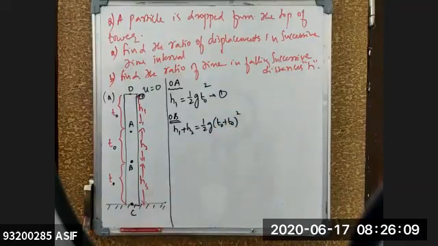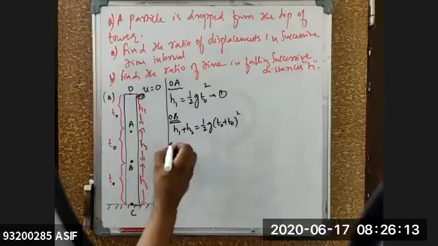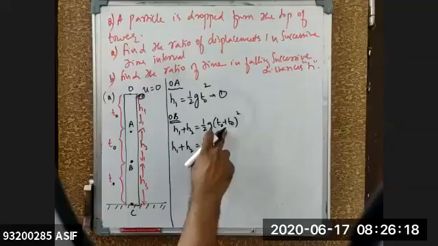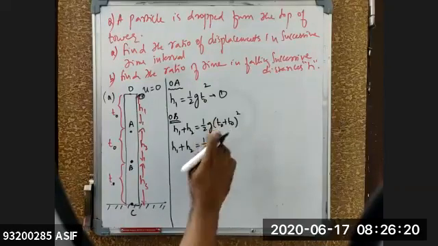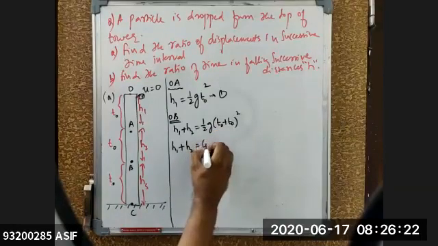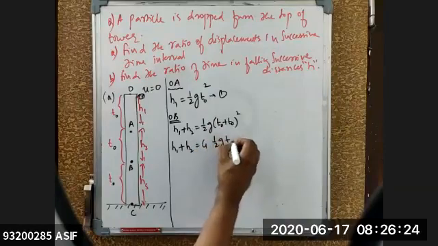I hope you got an idea. We did this question also previously. H1 plus H2 is equal to half g into (2 times T0) squared. 2 into 2 becomes 4, so this is 4 times half g into T0 squared.